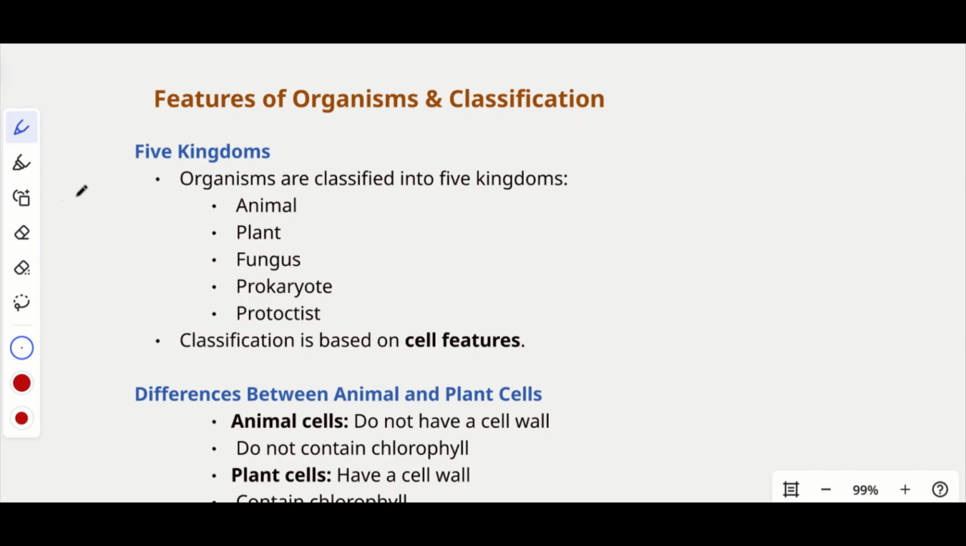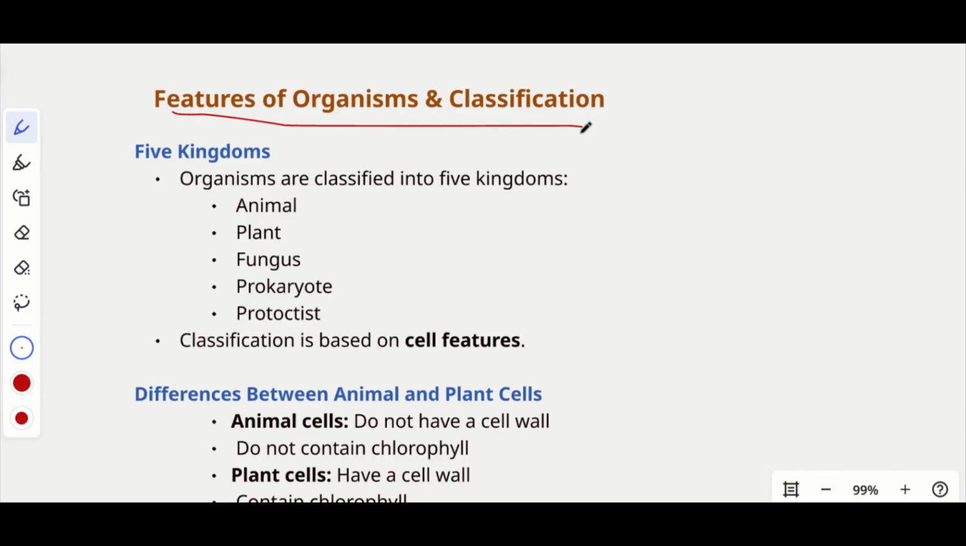Today we are going to learn about features of an organism and classification. So how do scientists classify millions of organisms on Earth? And what makes an organism a plant, animal, or something else entirely? In this video, we'll break down the features of organisms and how they are classified into different kingdoms.